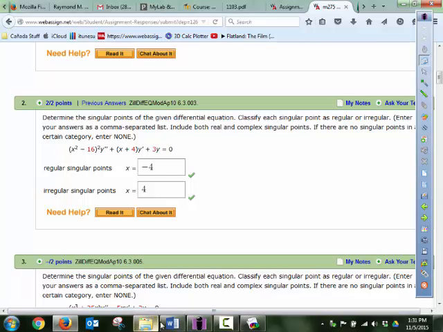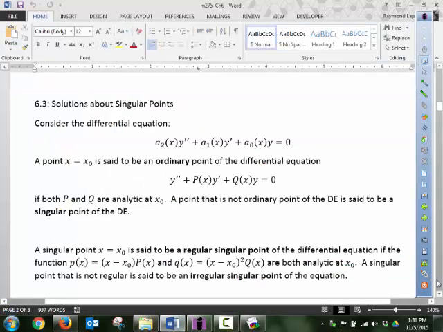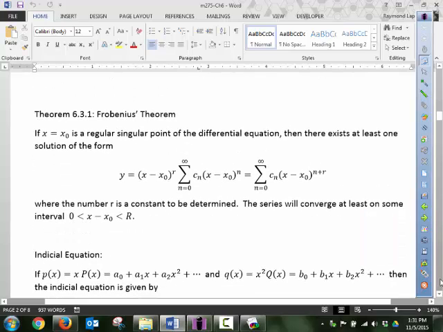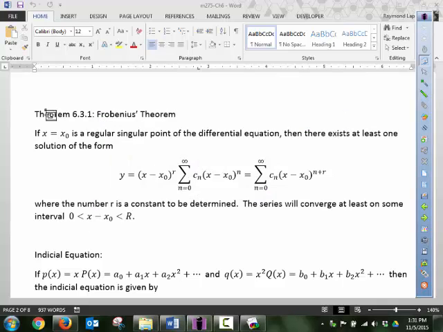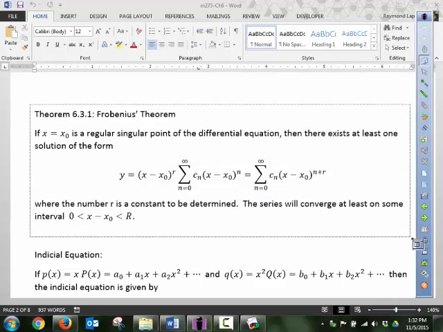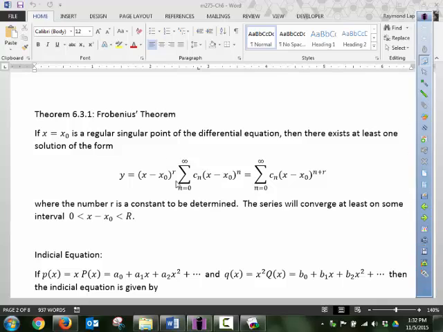So how are we going to solve differential equations that have regular singular points? What we're going to need is a special theorem by Frobenius.